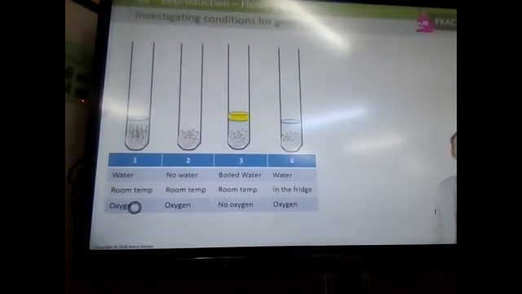The results show that only tube 1 seeds will actually germinate. Tube 2 has no water, which means the seed coat can't get broken down and the enzymes can't get activated. Tube 3 has no oxygen, as it was boiled, and the oil stops the rest of the oxygen getting in, so there's no aerobic respiration going on, so the seeds can't respire and grow. And tube 4 is way too cold for the enzymes to work. So you need temperature, oxygen, and water for seeds to germinate.